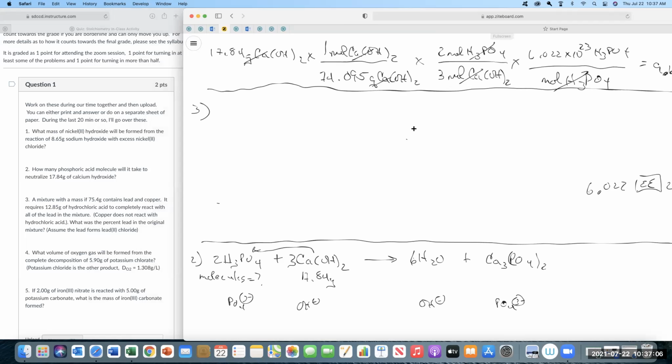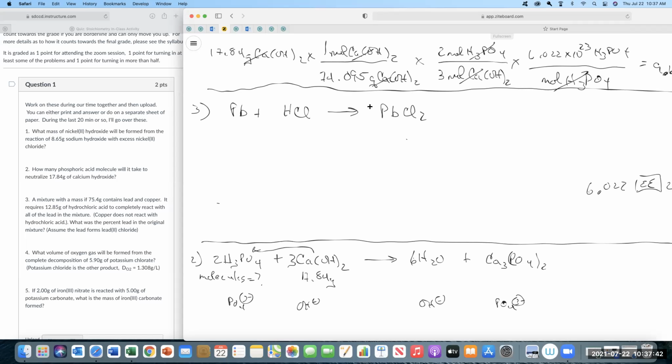All right. Let me do number 3. Number 3 is a little confusing at first. You're told you have a mixture that has lead and copper, but the copper doesn't react. It requires hydrochloric acid to react with all of the lead. So it's only the lead that's reacting. Lead is reacting with hydrochloric acid. Remember, a hydro means it's a binary acid. It tells you here the lead forms lead 2 chloride, so it's going to be PbCl2.